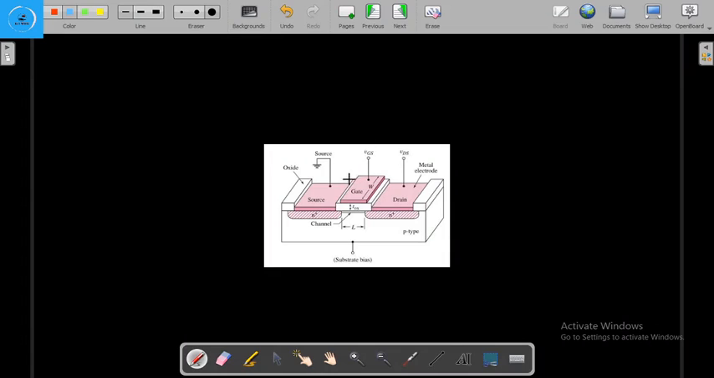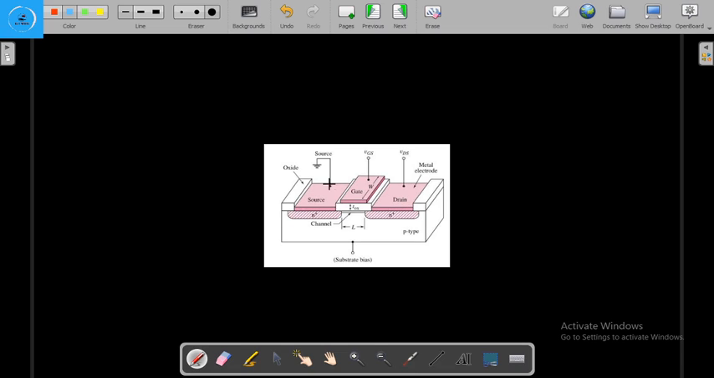So in this video, we are going to learn the working of the N MOSFET. In the last video we have seen the 3D structure of the N MOSFET. This is the enhancement type N MOSFET, right? So here this is the gate, this is the source, and this is the drain.